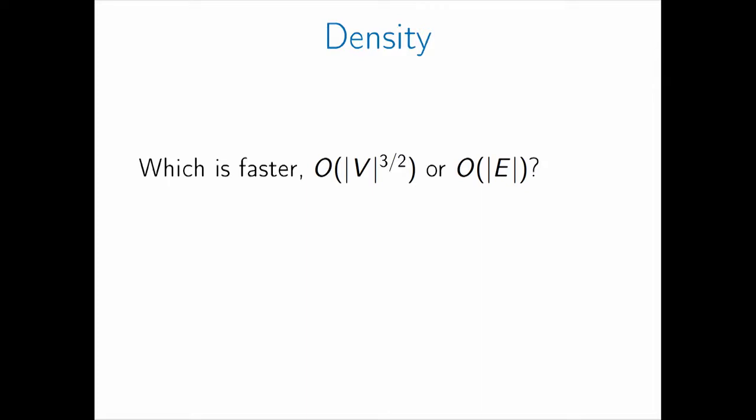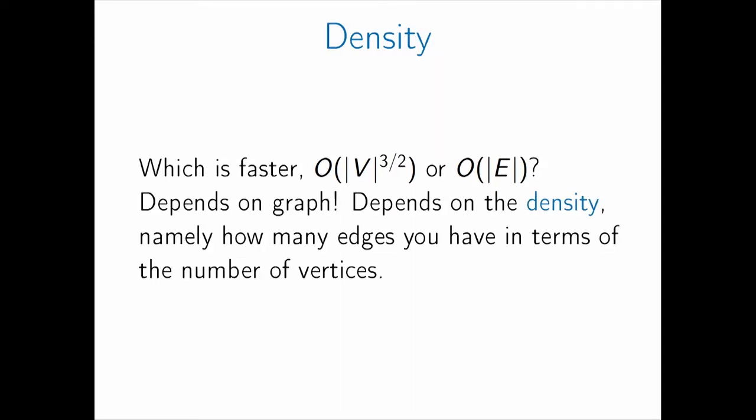An interesting question, though, is that if you only have one parameter, it's easy to compare an n log n runtime versus n squared versus n cubed. But if you want to say which one's faster, say one algorithm runs in time size of V to the 3/2, and the other runs in time size of E, it's not actually clear which one's faster. In fact, which algorithm is faster depends on which graph you're using. In particular, it depends on the density, how many edges you have in terms of the number of vertices. If you have many, many edges, O of E is going to be worse. However, if you have few edges, it's going to be better.